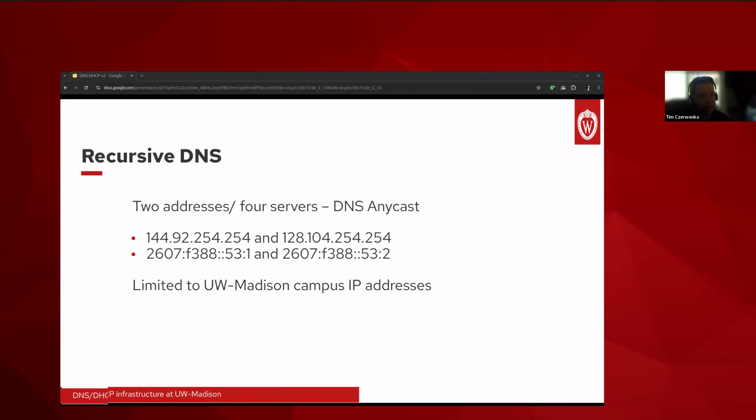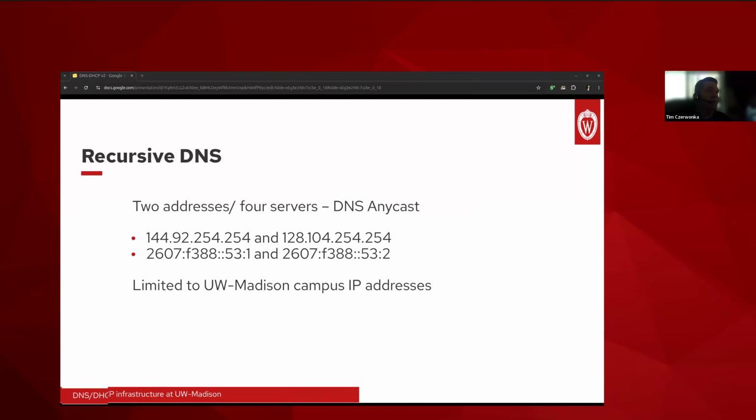So getting to the recursive DNS, while our authoritative servers answer questions about our data, the recursive servers determine information about everybody else's data. Most clients, like your laptop or your phone or your computer, don't perform this recursion all the way from the root to the host address on their own. They rely on the resolvers to do this. On the UW campus, we have two well-known IPv4 and IPv6 addresses, 144.92.254.254 and 128.104.254.254. I won't recite the IPv6 ones. You can plug those in yourself if you need them.